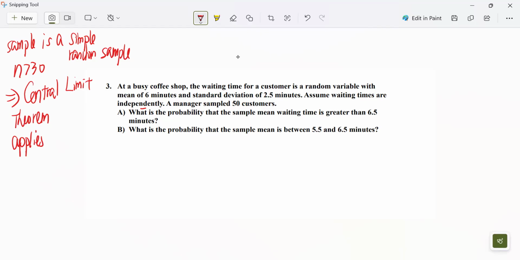And here we know the population mean is 6, the population standard deviation sigma is 2.5, and the sample size is 50. Basically, we are comparing the sample mean with the population mean. And here we are looking for the sample mean which is greater than 6.5 minutes. So first of all, let's draw the bell curve.